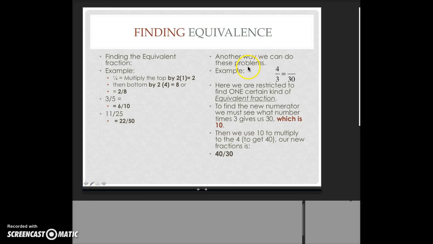Let's look at that other column there. Another way to do these problems is if you have something like this, 4/3 is equal to something over 30. Here we're looking for a very specific equivalent fraction. Here we're restricted to one certain kind of equivalent fraction. To find the new numerator, we must see what number times 3 gives us 30, which is 10. In other words, we look at these two numbers here and see what times 3 gives me 30. I found that was 10. Then we use that 10 to multiply the numerator, and 4 times 10 is 40. So our new fraction is 40/30.